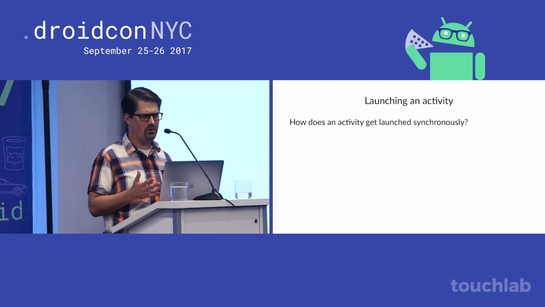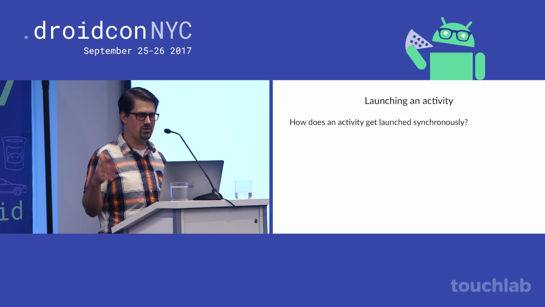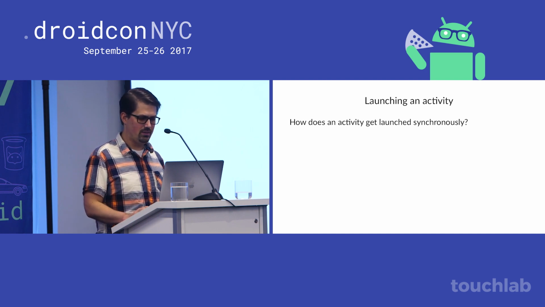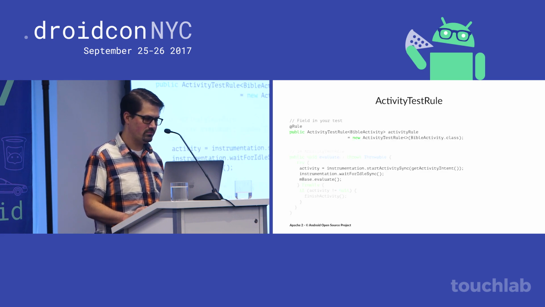Because if you think about it in your app, you just call start activity and it's asynchronous, and later the activity starts, hopefully fairly soon. But in your test, you want to not execute the next line until your activity is actually resumed. So it needs to be synchronous, whereas the general activity starting is not synchronous.